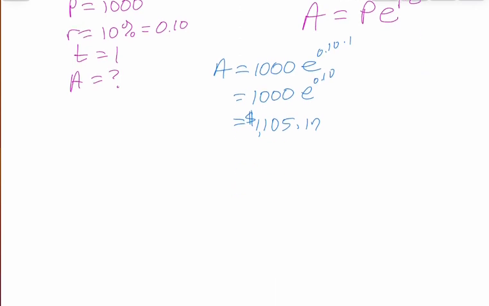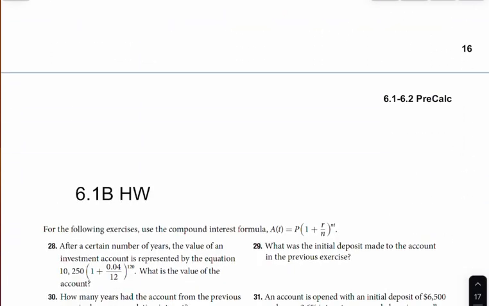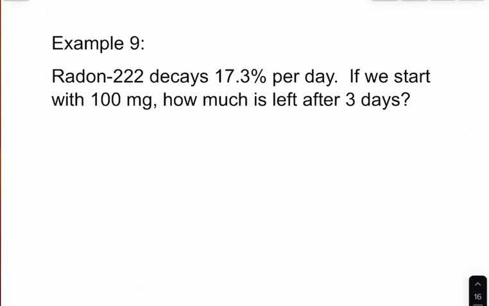Okay, so those are some applications that you're going to see. There's one more I want to do. I believe that's the last one. Yep. And that is a more scientific application. It has to do with radioactive decay. So it says radon-222 decays 17.3% per day. If we start with 100 milligrams, how much is left after 3 days? So we're going to assume that this is a continuous decay. We're going to assume this is a PERT formula.